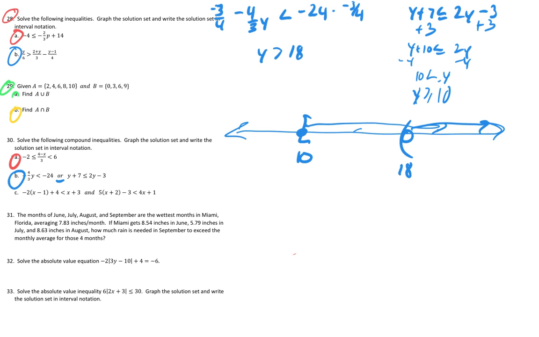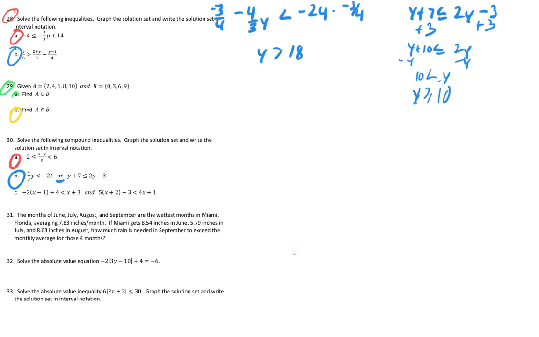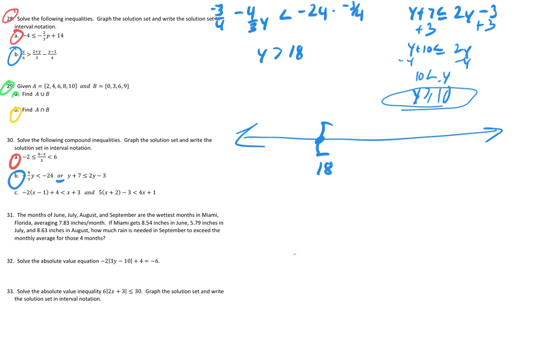So a better looking solution will actually be, we'll redraw our number lines. We only need this one. 10. That's what I get for looking at the wrong thing. 10 and greater than that. So then on our interval notation, we would say 10, comma, infinity.